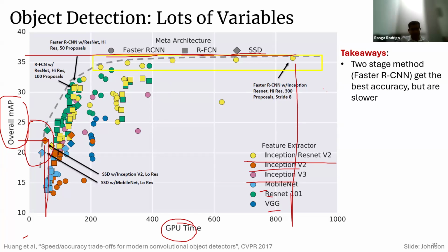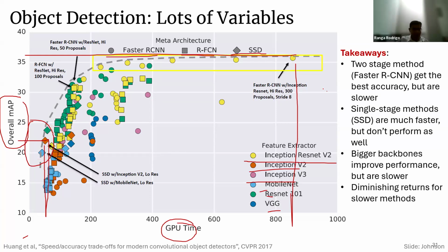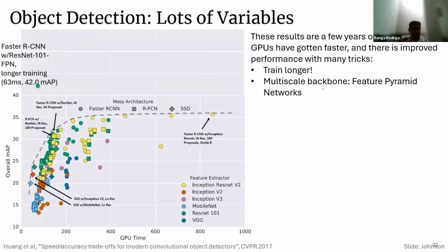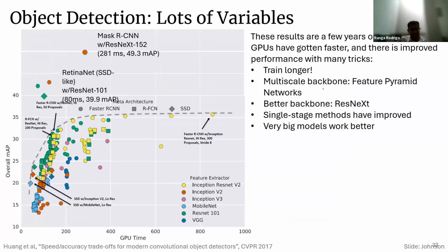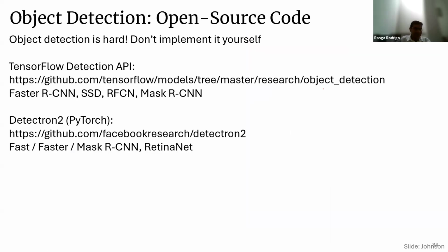So, key takeaways: two-stage methods like Faster R-CNN get the best accuracy but are slower. Single-stage methods like SSD are much faster but don't perform as well. Bigger backbones improve performance but are slower, with diminishing returns. Then many other things were introduced that we don't even discuss. So many advancements are there in object detection.